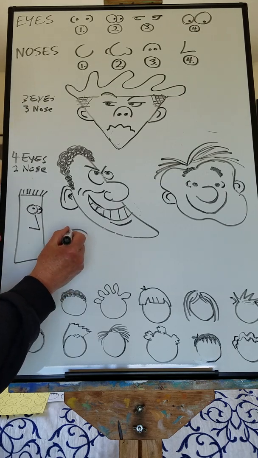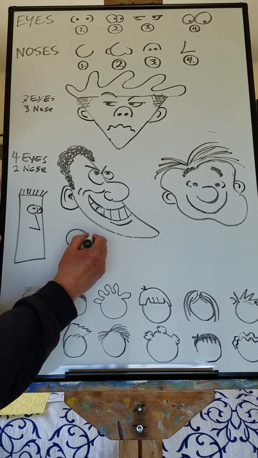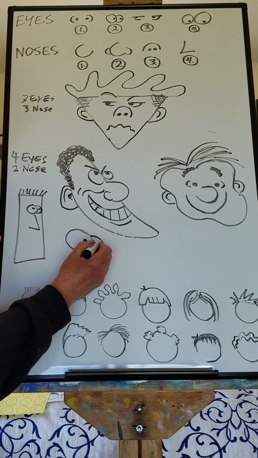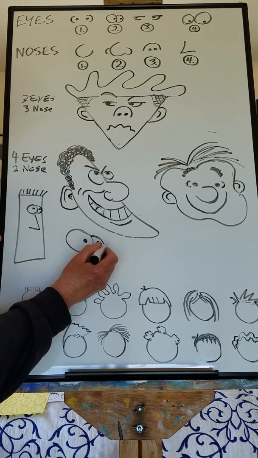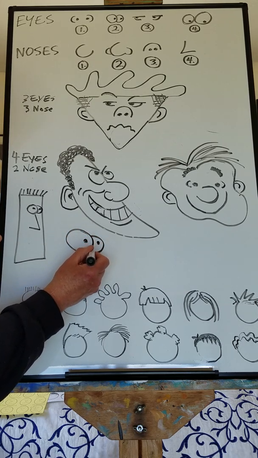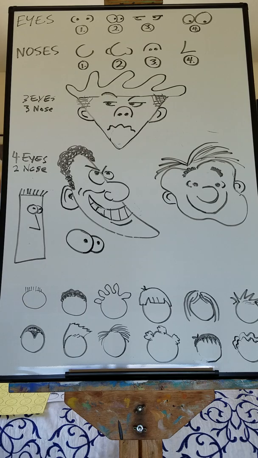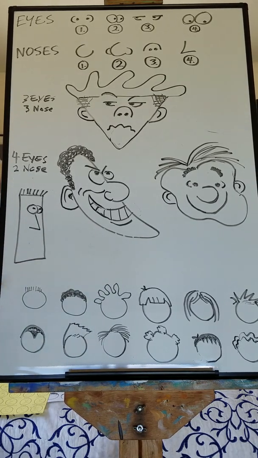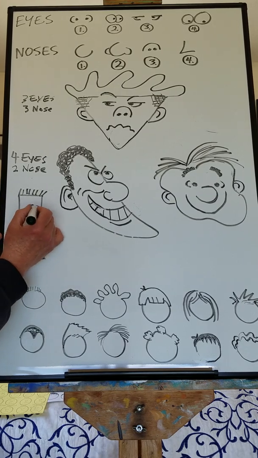So, to make it bigger, like that, you just make this half circle and stop right where this circle line is. And then you've got dimensional eyes. It looks like they're 3-dimensional.